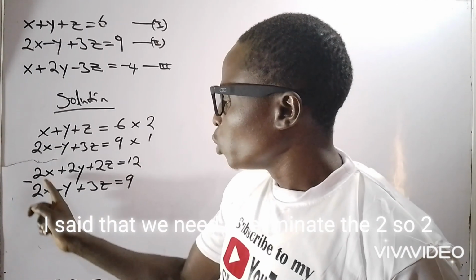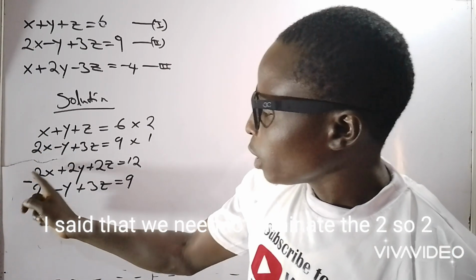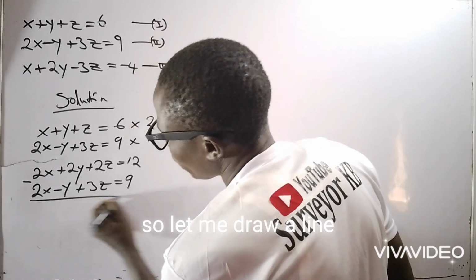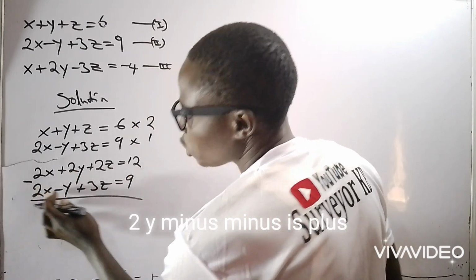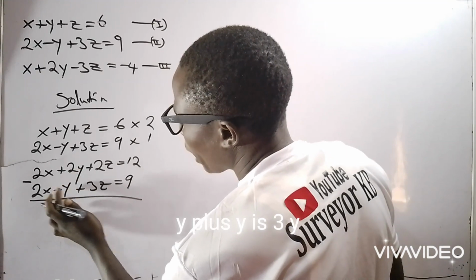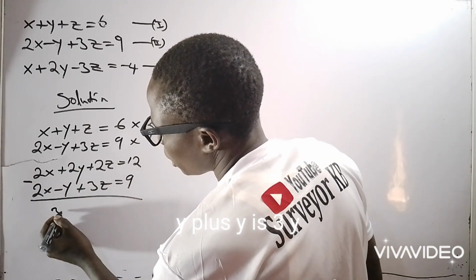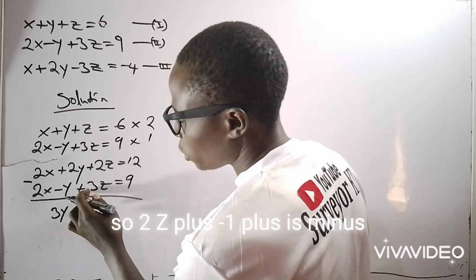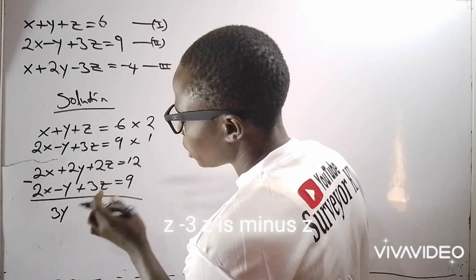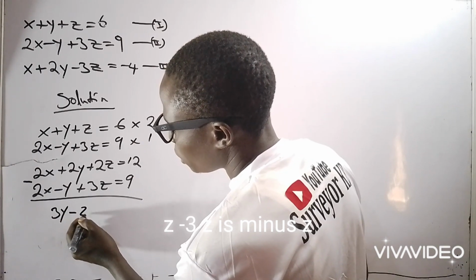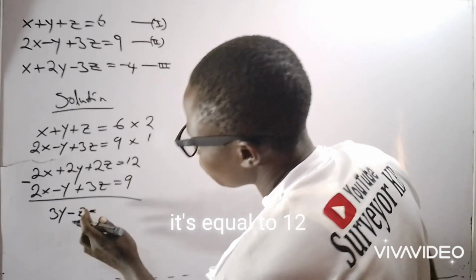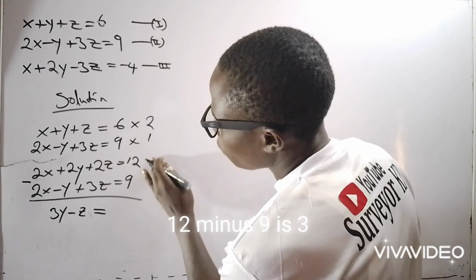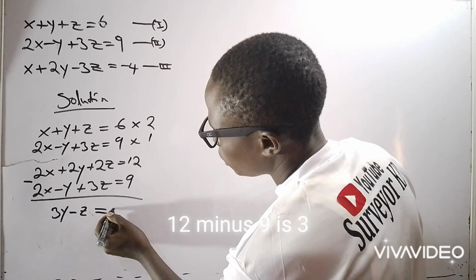I said that we need to eliminate the 2x. So 2x minus 2x is 0. Let me draw a line. 2y minus minus y is plus. So that means 2y plus y is 3y. 2z minus 3z is minus z. That means 3y minus z is equal to 12 minus 9, which is 3. Let me put the equality sign very well.